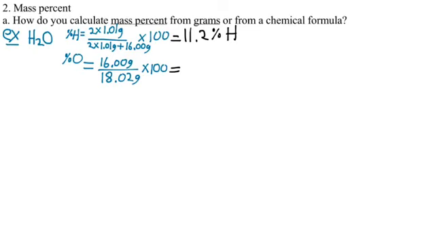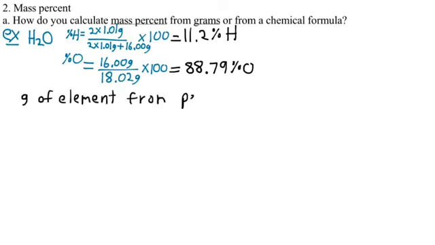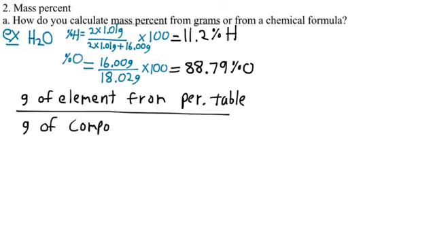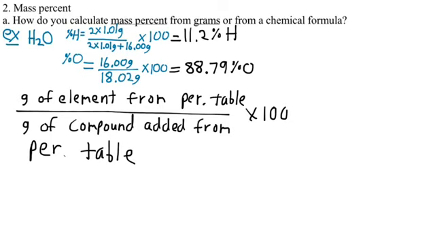So you get 11.2% hydrogen, 88.79% oxygen. I would recommend that you calculate each one instead of subtracting from 100 for one of them, because then you have a check of whether you did it right. So that's all there is to that. The general formula for calculating it is the grams of the element from the periodic table divided by the grams of the compound that you added from the periodic table times 100.